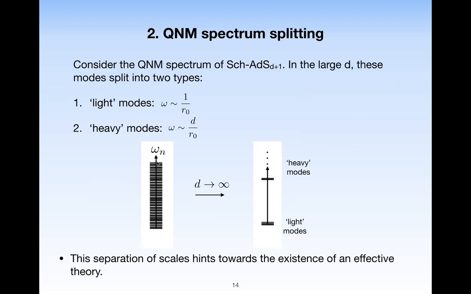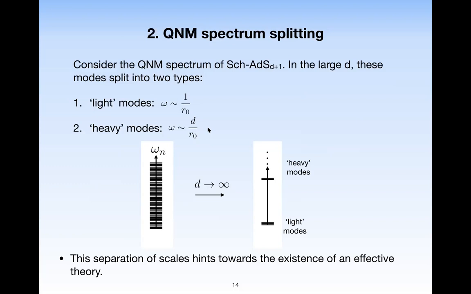And in frequency space, the distance here is of the order of the temperature of the black hole. Now, on the other hand, if we take d to be infinite, then this spectrum essentially splits into two sectors: the light sector with frequencies proportional to 1/r0, the radius of the horizon, and the heavy modes where the frequencies are proportional to d over the radius of the horizon. So once again, we see the appearance of the two scales that I mentioned earlier, and as d becomes big, we once again see the separation of scales.